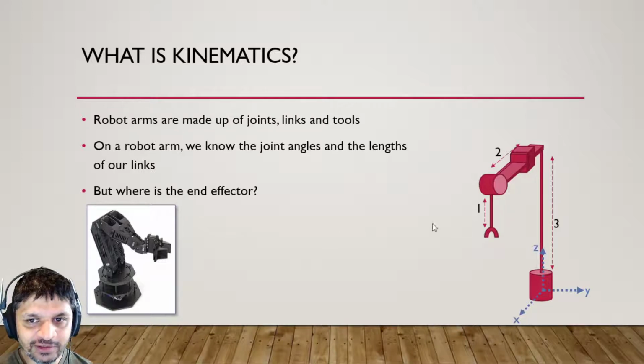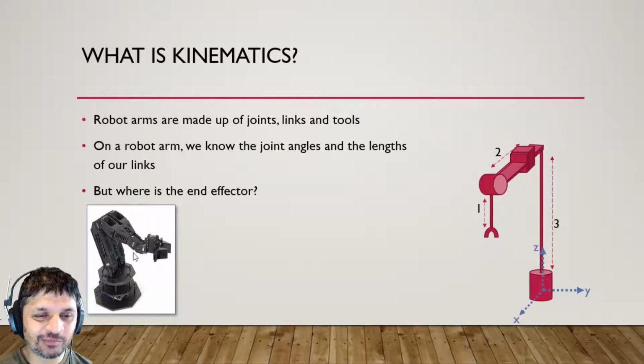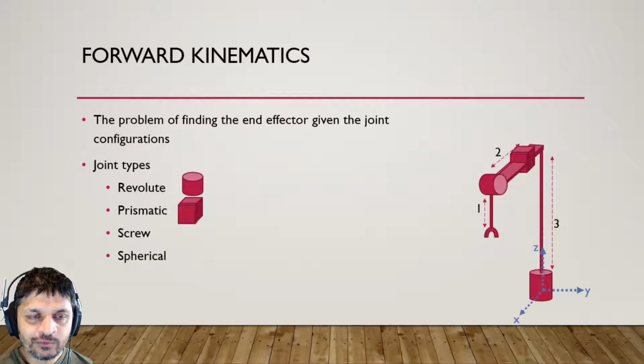So we often draw these in these sort of simplified diagrams to represent a robot arm more simply than these complex pictures do. So to recap, forward kinematics is the problem of finding the end effector given the joint configurations.